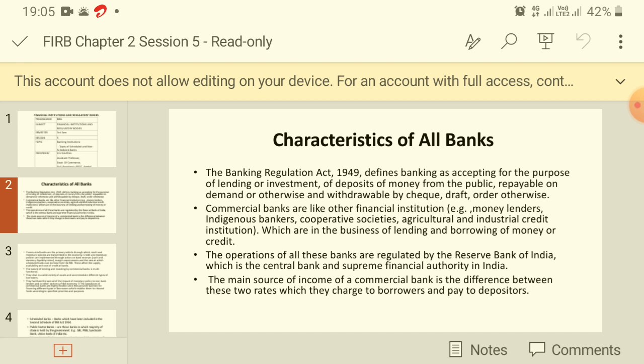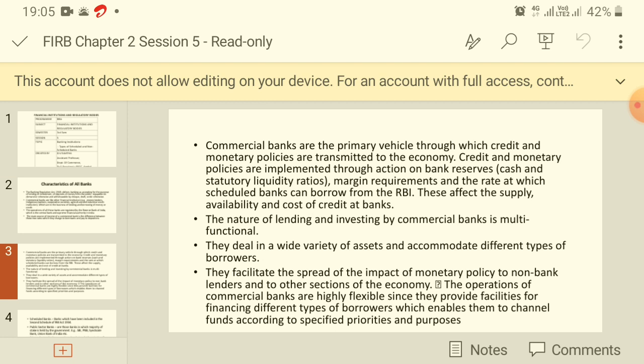The main source of income of a commercial bank is the difference between these two rates, which they charge to borrowers and pay to depositors. Commercial banks are the primary vehicle through which credit and monetary policies are transmitted to the economy.